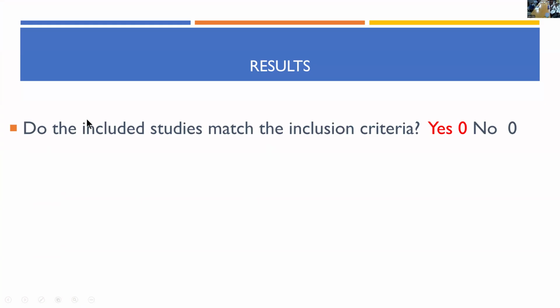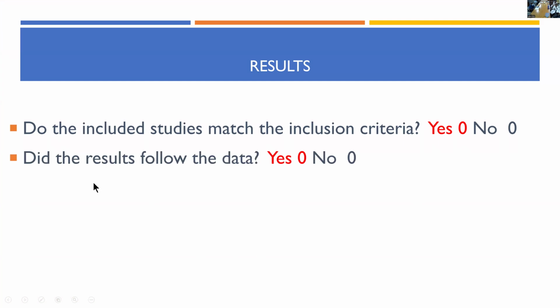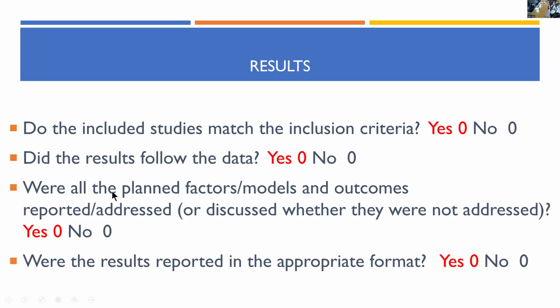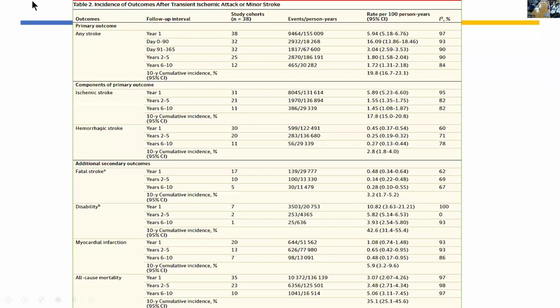Results. Do the included studies match the inclusion criteria? Yes. Do the results follow the data? Yes. Were all planned models addressed? Yes. Were the results reported in an appropriate format? Yes. So let's look at the results. I told you they're going to do subgroups. Subgroups. This is the whole results.